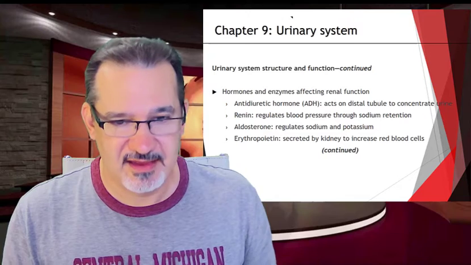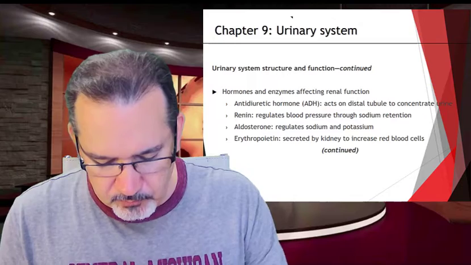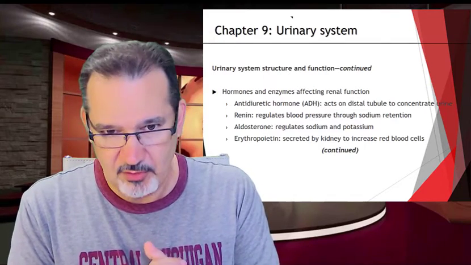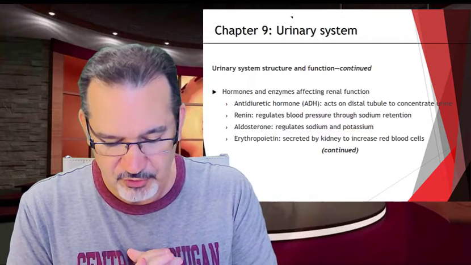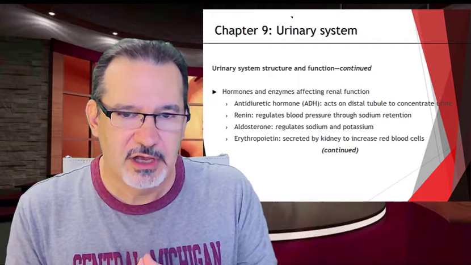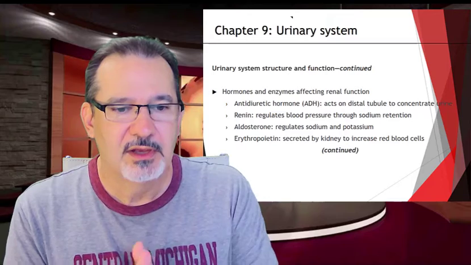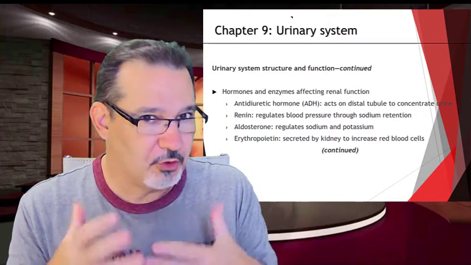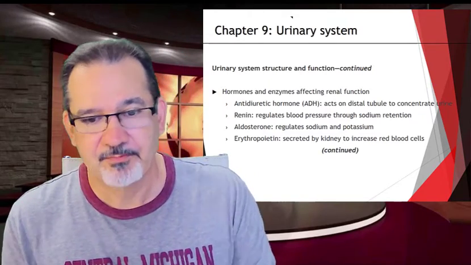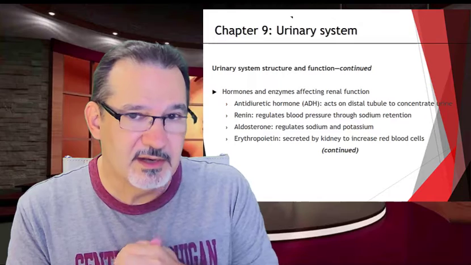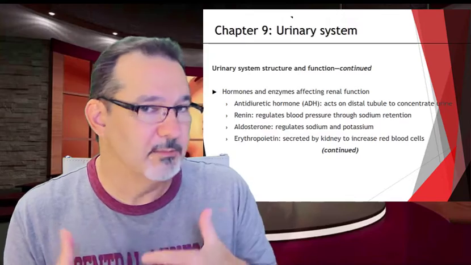Hormones and enzymes that affect renal function. This one is actually pretty good. The antidiuretic hormone acts on the distal tubule to concentrate urine, so it helps to increase water reabsorption. Renin regulates blood pressure through sodium retention. Aldosterone regulates both sodium and potassium. And then erythropoietin is the hormone that is secreted to increase red blood cell production.